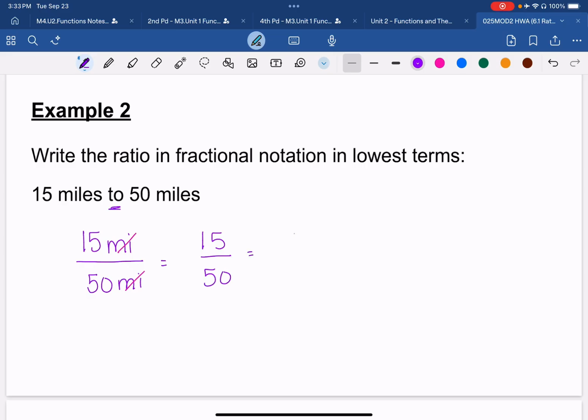I'm going to try to rewrite that so I can simplify it. So I could write 15 as 5 times 3. And 50, I could write it as 5 times 10 because I'm trying to find that common factor, which in this case is 5, and that would cancel. And so I've got 3 to 10. And I'm just simplifying that fraction.